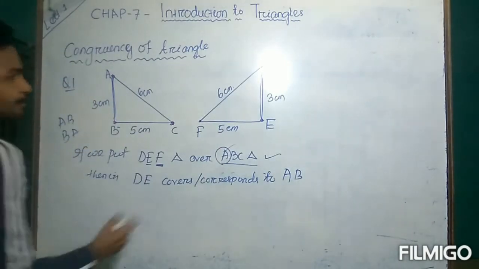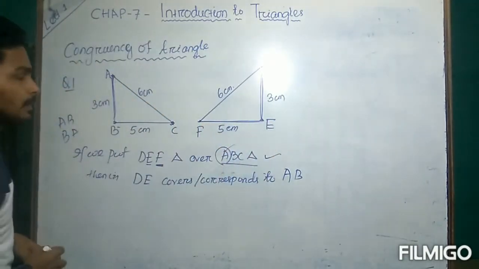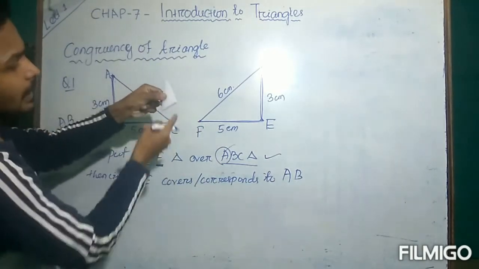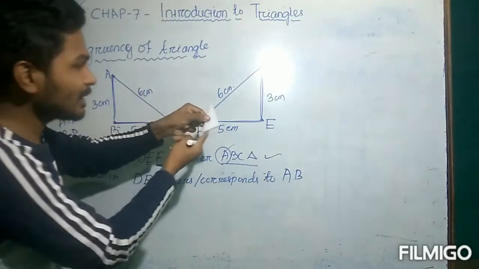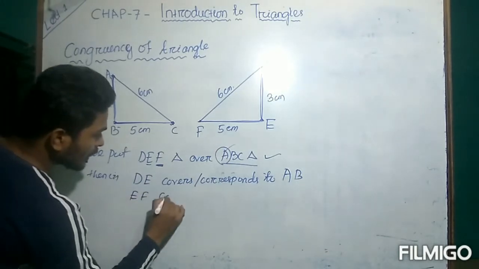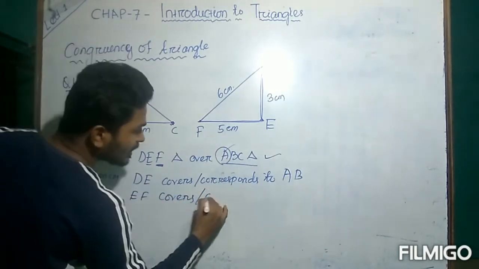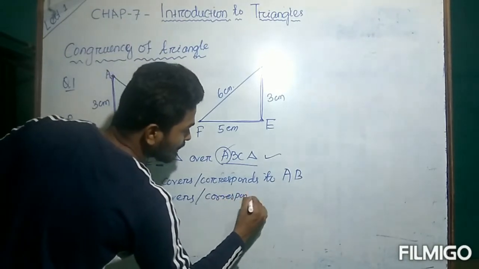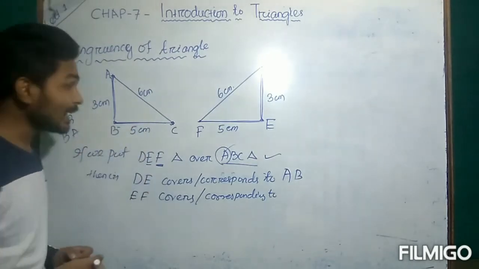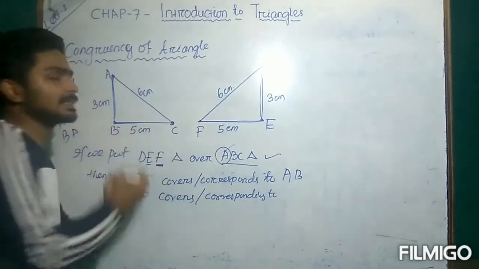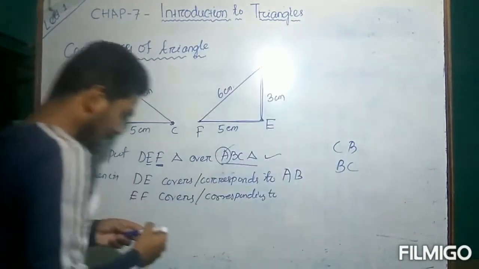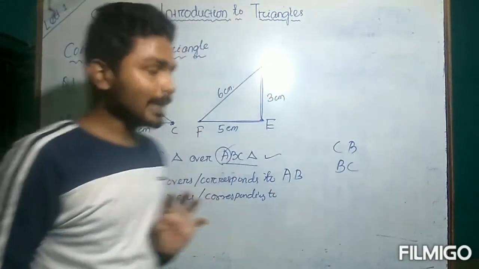Understood? Second, this base completely covers this base. See? This base completely covers this base. Understood? So EF covers or corresponds to this base. Tell me, I have to write CB or BC? Both are same. CB is equal to BC. But what is to be the proper order of writing?